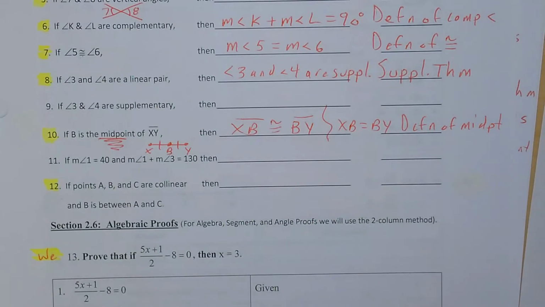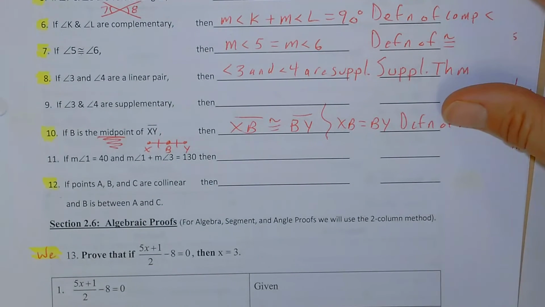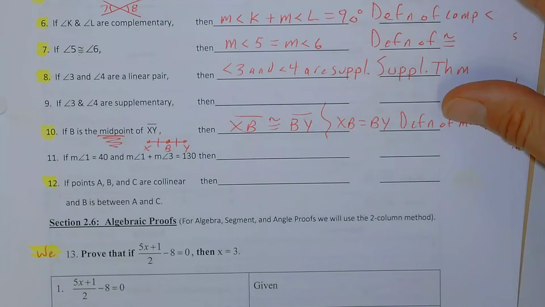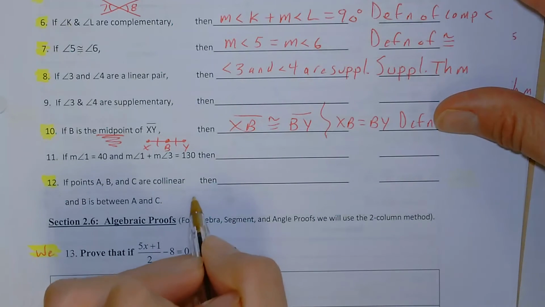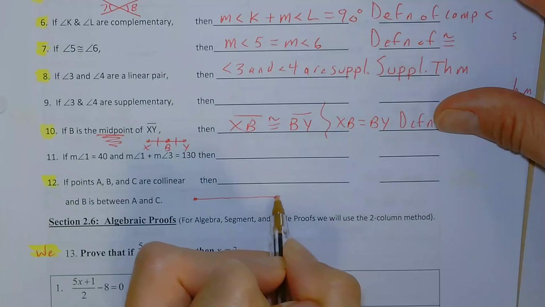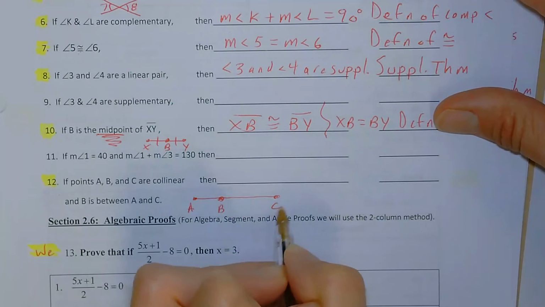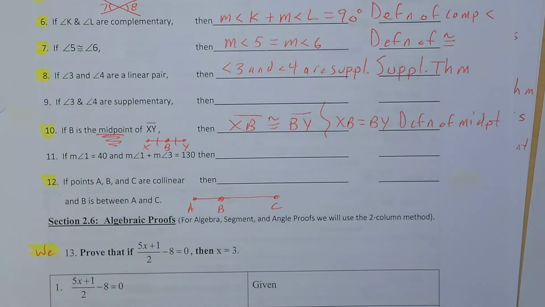Okay, we're going to do one more, and then you're going to go try the ones we skipped. All right, so this one says if points A, B, and C are collinear and B is between A and C. All right, so let's draw a picture. A, B, and C are on the same line, and B is between A and C. Now, nothing tells you that you have a midpoint. Nothing. It just says B between. It doesn't say in the middle.